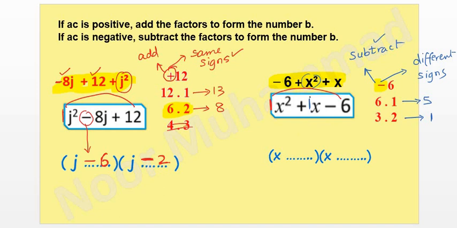Although it's not written, it's 1x, right? Now this is the pair that I'm looking for. This is the pair that I need, right? So here it will be 3 and here it will be 2. How will I place the signs with 3 and 2?